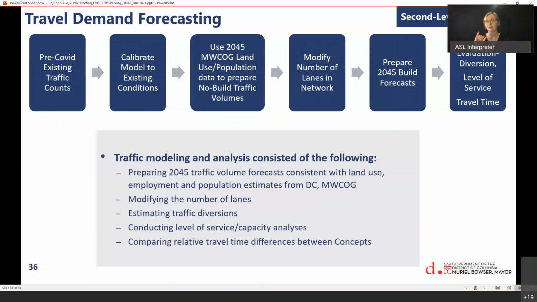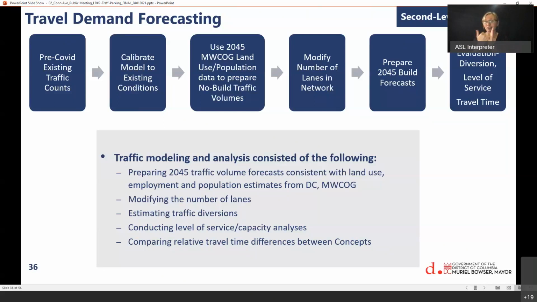Sure. I'm going to talk a little bit about travel demand forecasting and modeling. I just wanted to give you a sense of how we came up with forecast traffic numbers. Number one, we did take traffic counts during pre-COVID conditions. And then we calibrate our model, so we try to have our model replicate the existing traffic counts, and we were successful in that. Once we do that, as I said in the last learning room, we use the Metropolitan Washington Council of Governments land use and population employment data to prepare no build traffic forecast volumes.